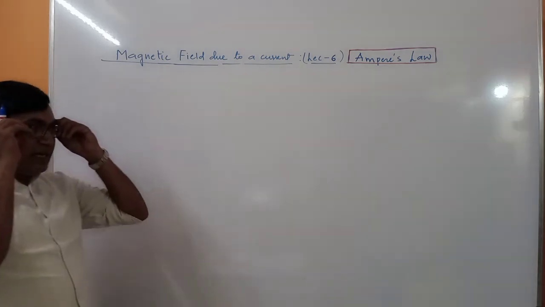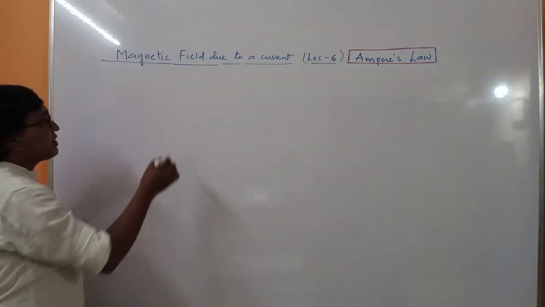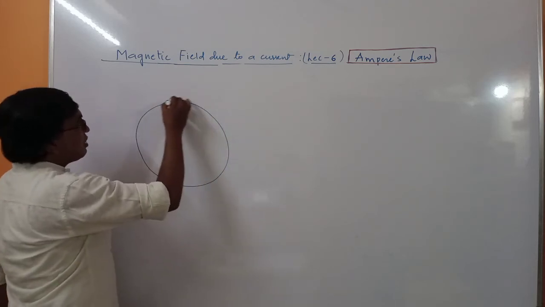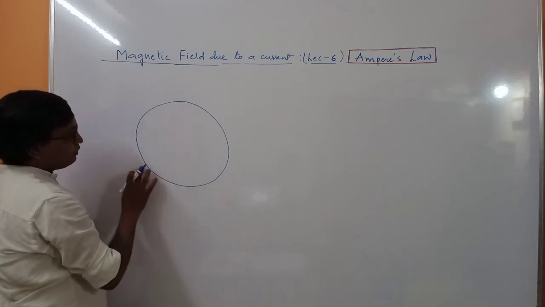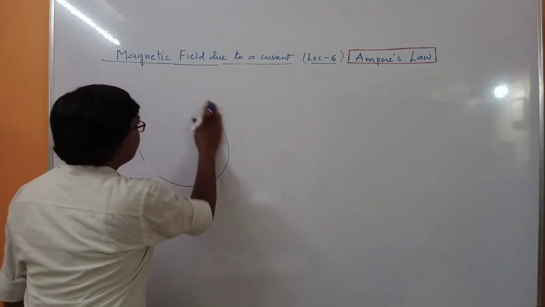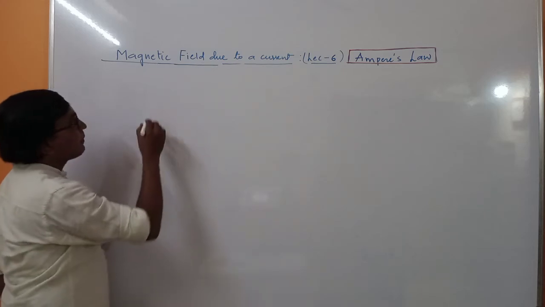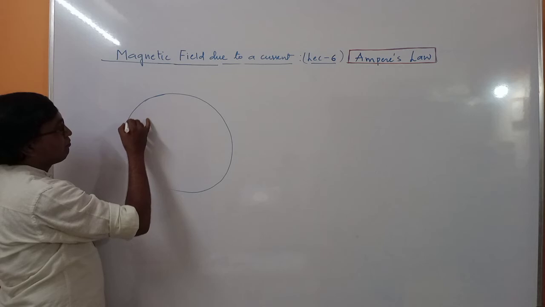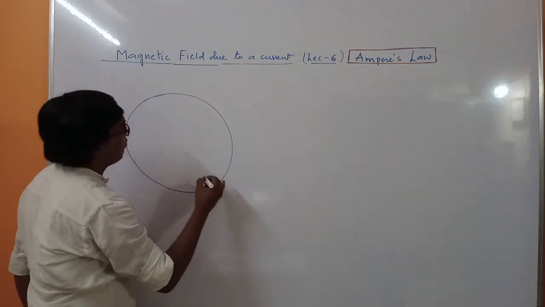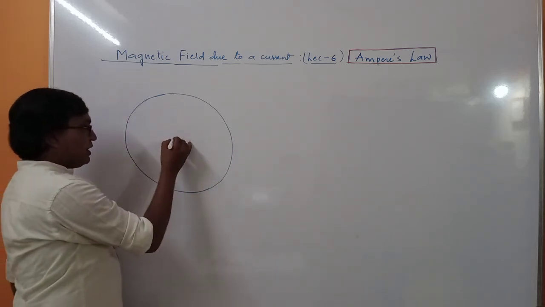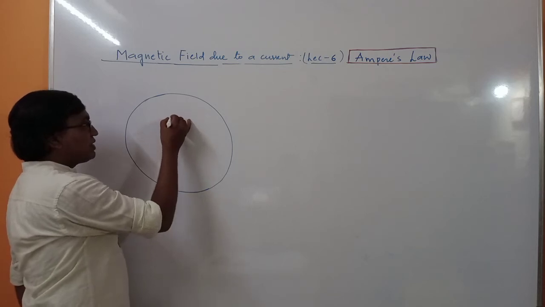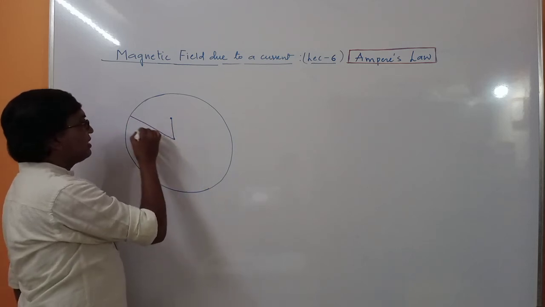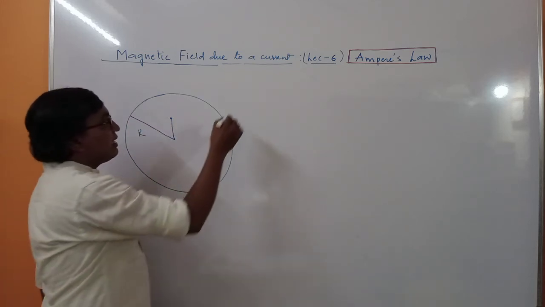We have a long cylindrical wire, so let us take only the cross-sectional part. In this long cylindrical wire, we are considering the cross section. Here the current density is not constant. Let us say this radius is capital R and the current density is varying.